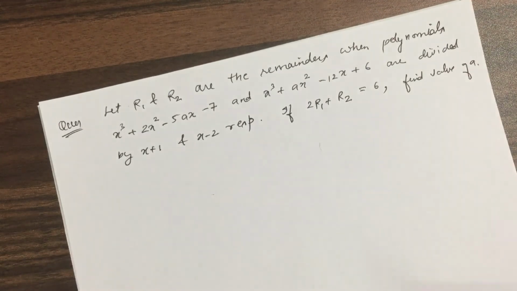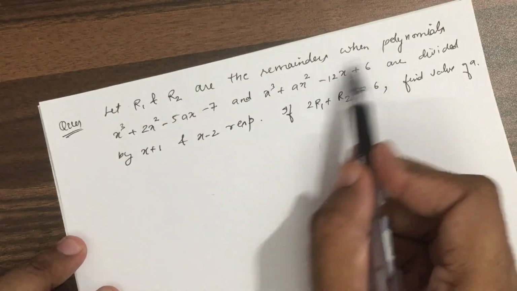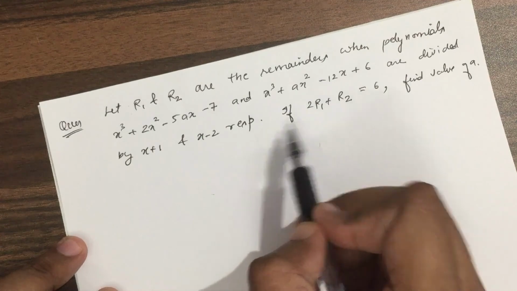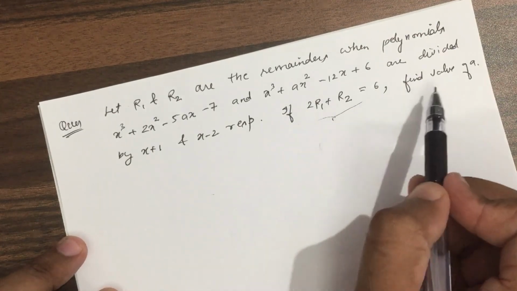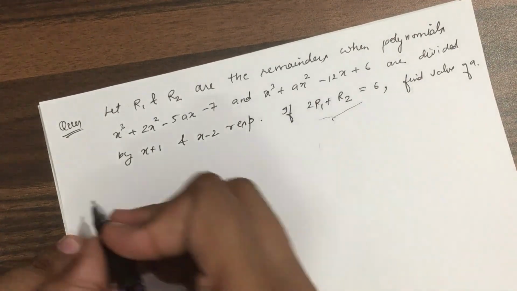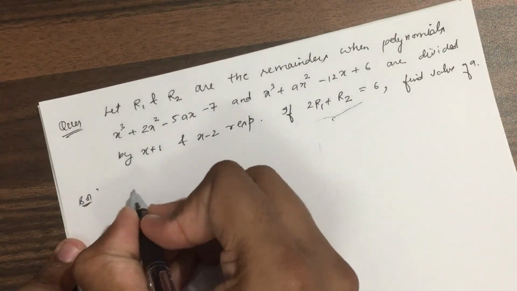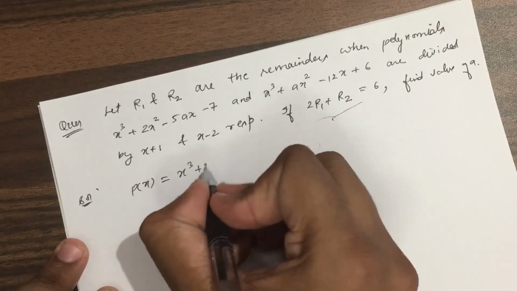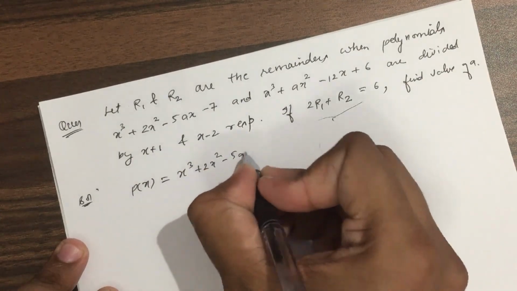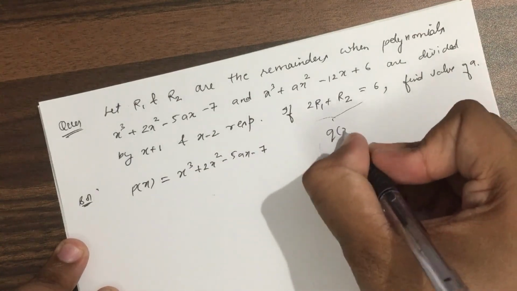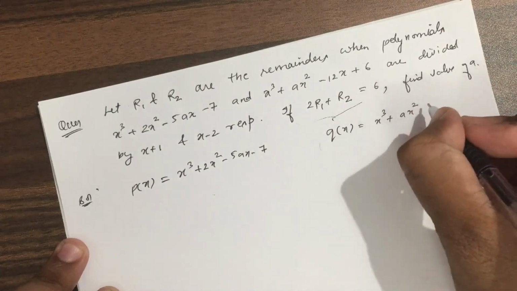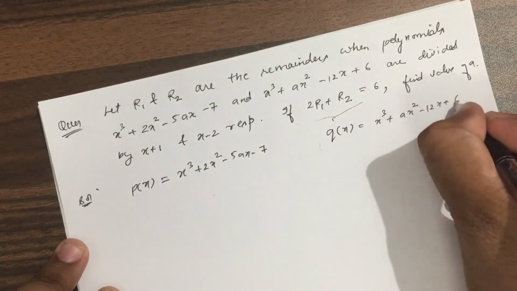Okay? Now what is given? What is given to you guys? R1 and R2 are the remainders when the polynomials are divided by x plus 1 and x minus 2 respectively, and this condition is given to you. Then you have to find the value of a. Okay? Solution. Write p(x) is equal to this one, x cube plus 2x square minus 5ax minus 7, and assume q(x) as this one, x cube plus ax square minus 12x plus 6.